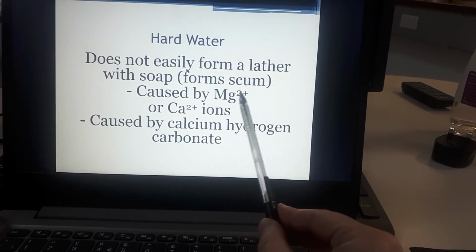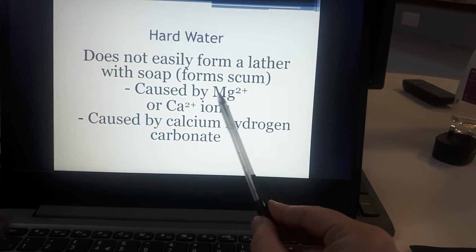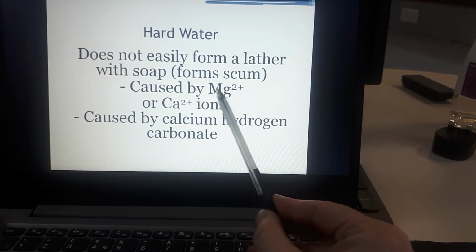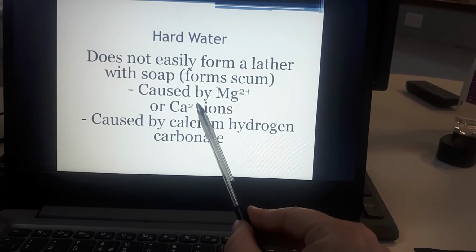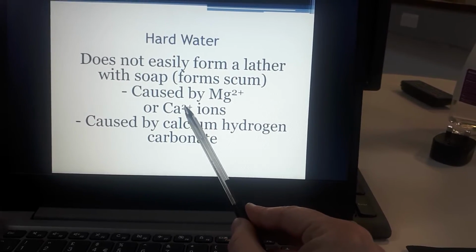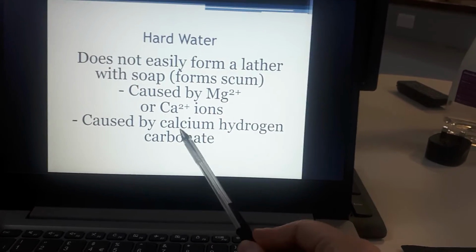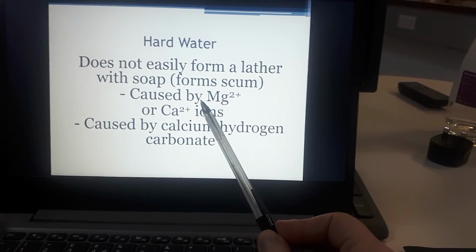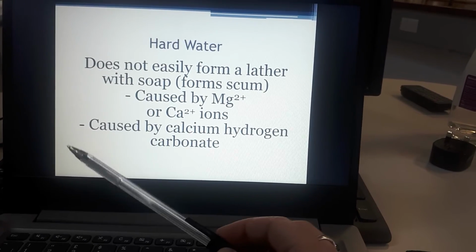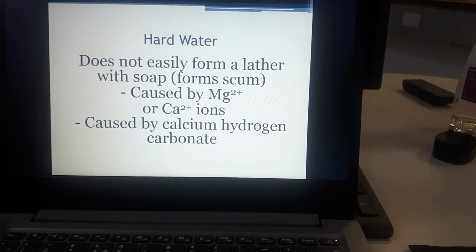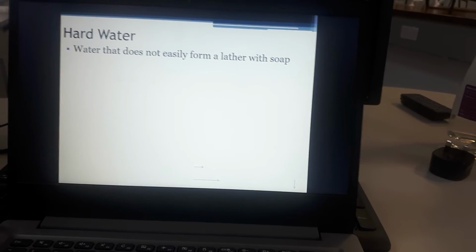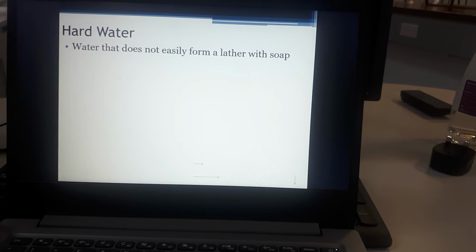In general, just for your own knowledge, I suppose, Mg2+ is in areas where you'd have dolomite rock, and that would really be up and around the north. We more have limestone down here, so that's where we have our calcium Ca2+ ions coming from. So it's caused by calcium hydrogen carbonate. And what I'm going to look at in the next video is how this calcium hydrogen carbonate comes to be in our water. Just going to fly through one other slide before I do that.